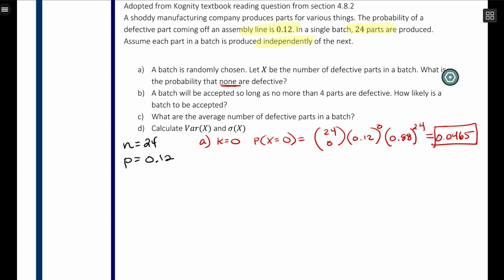Let's go ahead and take a look at part B. Part B says a batch will be accepted so long as no more than 4 parts are defective, meaning they'll ship it out even if they know 4 parts in the batch are defective. How likely is a batch to be accepted?